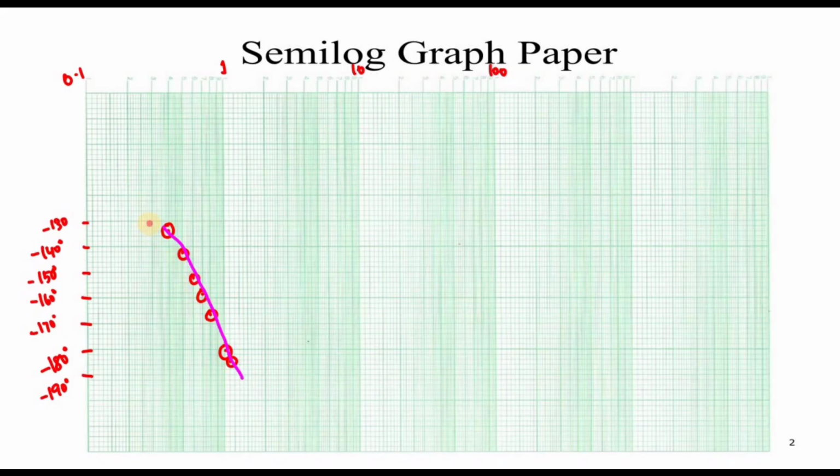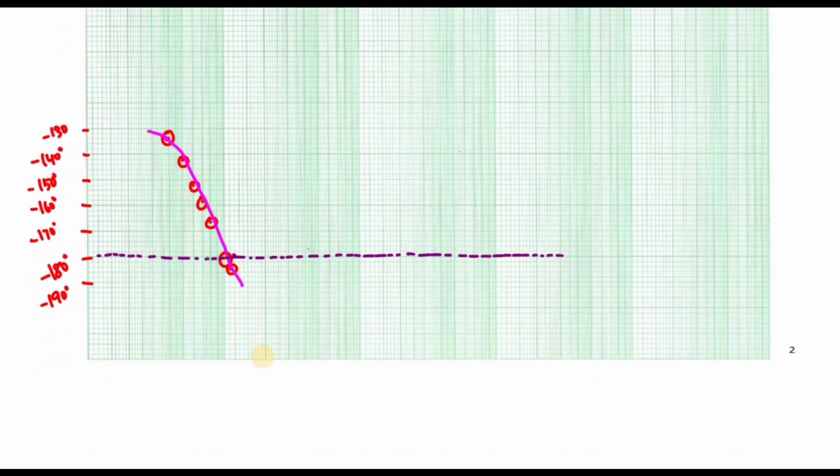With the help of a scale you can draw it. You have to draw a line for minus 180 degrees. So this is how you have to draw it for the phase. Okay, next you can see.